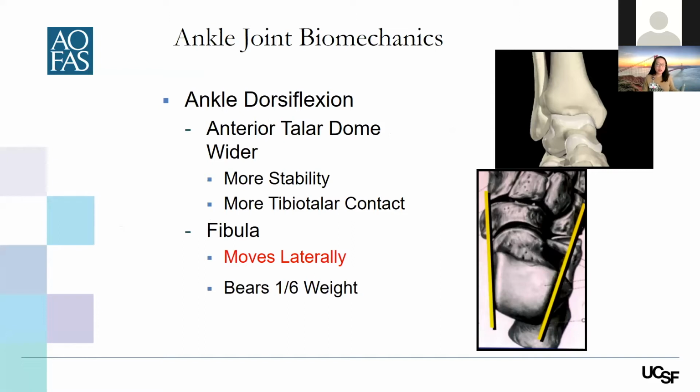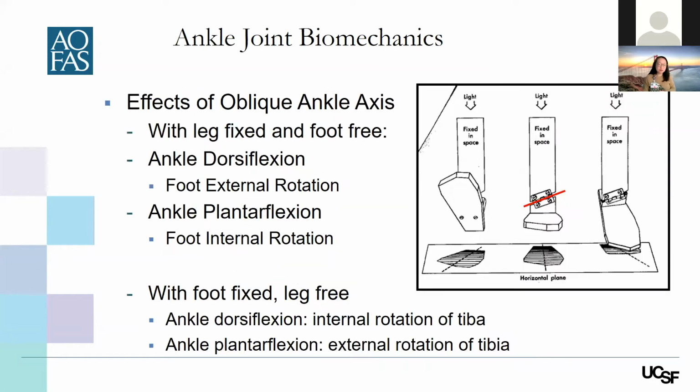We know that the talar dome is wider anteriorly, which gives it more stability when the ankle is in dorsiflexion, because there's more tibiotalar contact pressure. As the ankle goes into dorsiflexion, the fibula actually has to move laterally. That makes sense, right? Because the talus is wider, so the fibula moves to accommodate that. The axis of rotation of the ankle joint is an oblique axis.